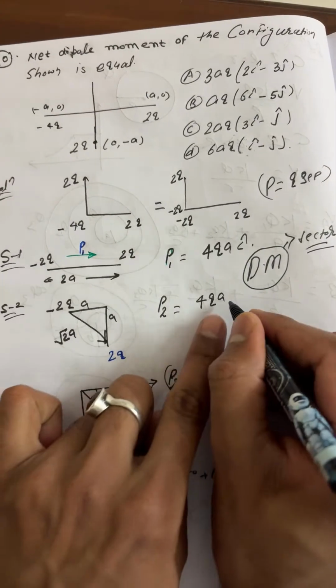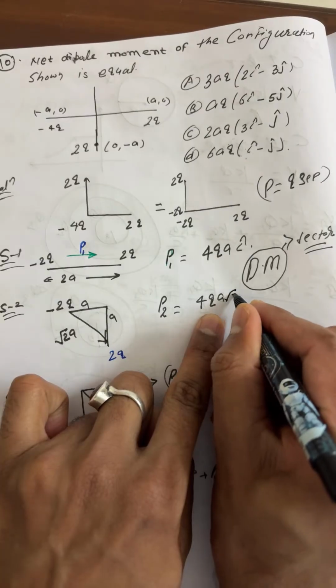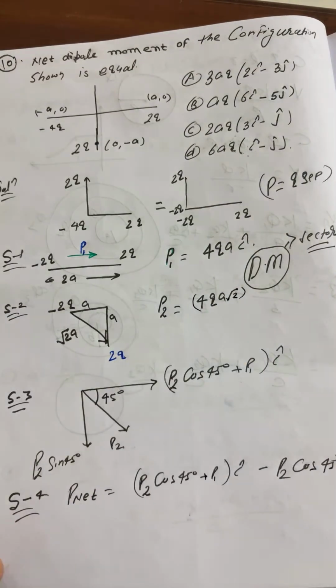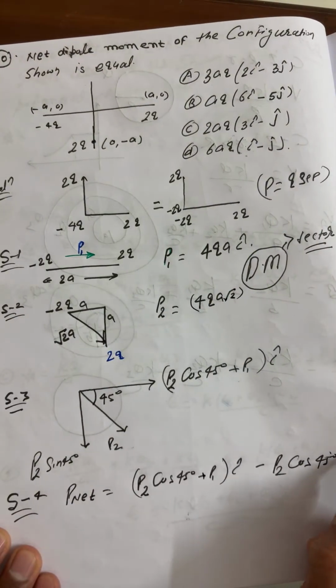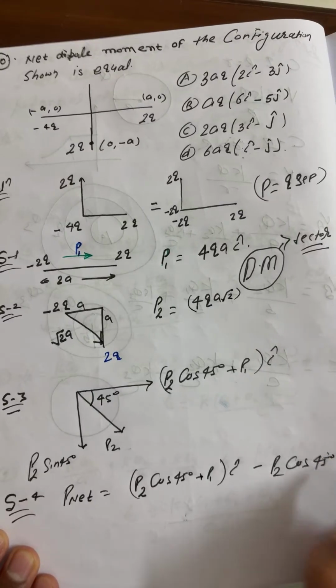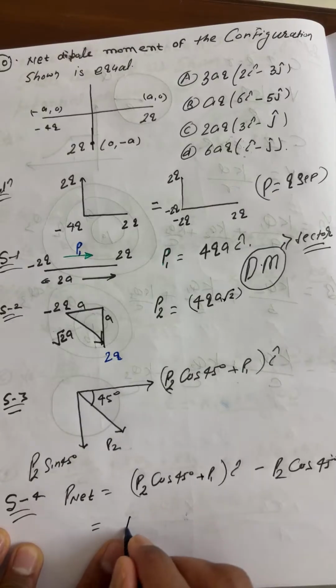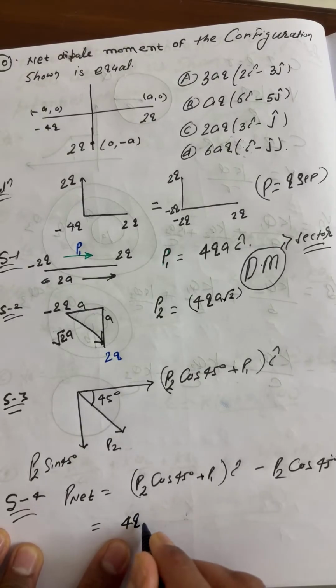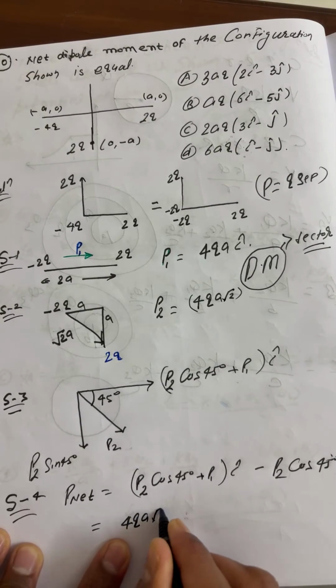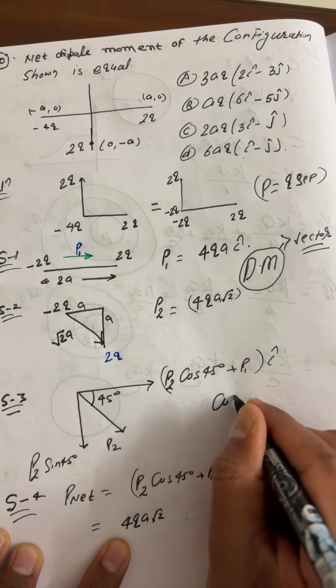This is, I forgot here, you can multiply by root 2. What is the operation? P2 cos 45 degree j cap. Now beta, P2 we already found here. How much? 4Q A root 2. I hope all of you remember here.